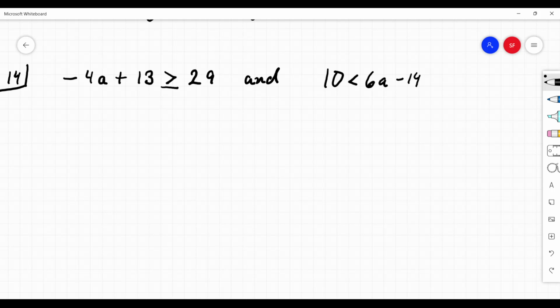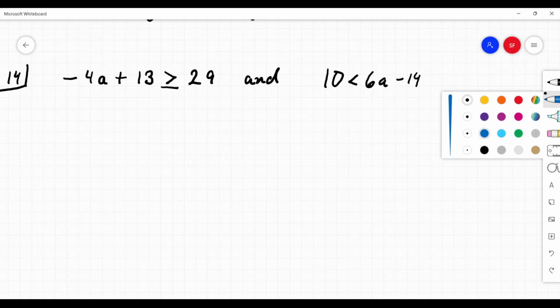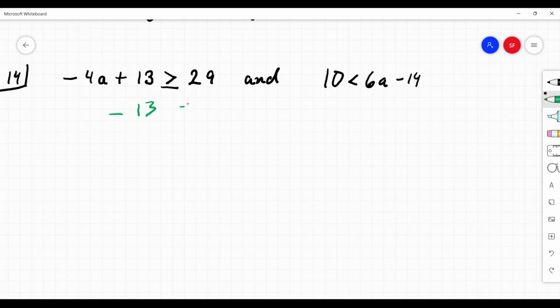So what should we do on this problem? Add 13 to both sides. Sounds great. Let's do it. Wait, subtract. Somebody's trying to get extra work. Minus 13.